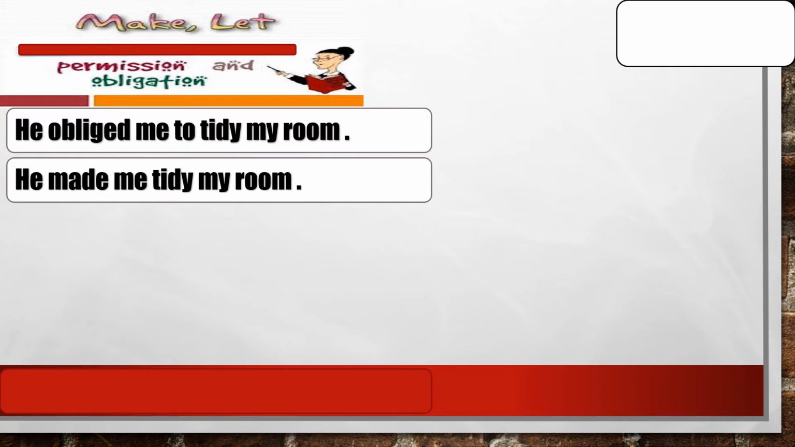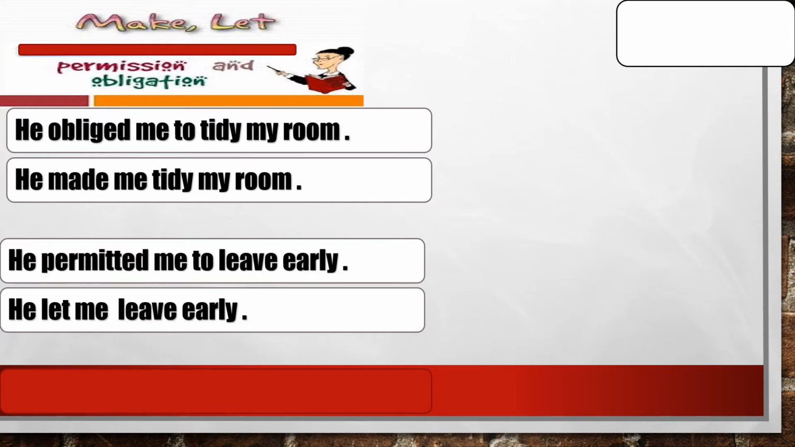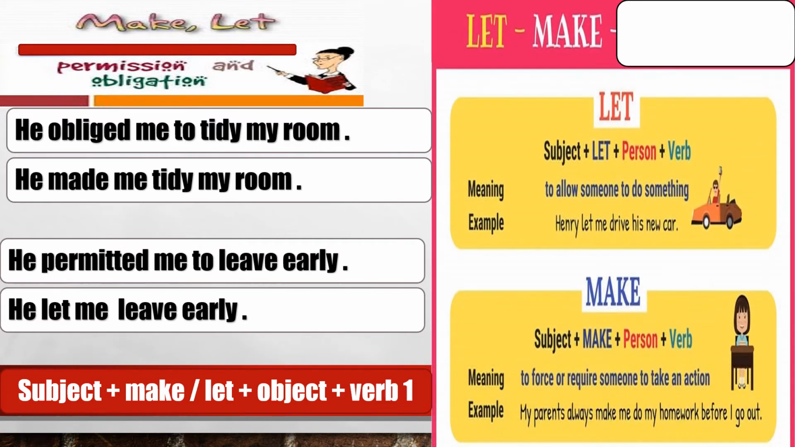No, we can't. The second verb that we talked about in our previous lesson was let. We use let to permit someone to do something or to allow someone to do something. For example, when we say he allowed me or he permitted me to leave early, it means that he let me leave early. Again, can we use to after me? No, we can't say he let me to leave early. Now the structure for this rule I told you: you put subject, make or let, with object, with verb 1 directly without to.